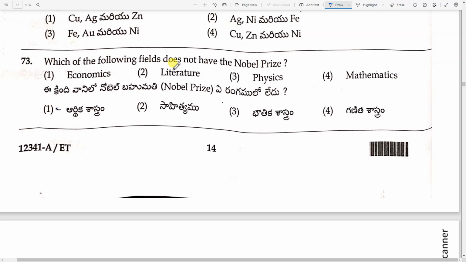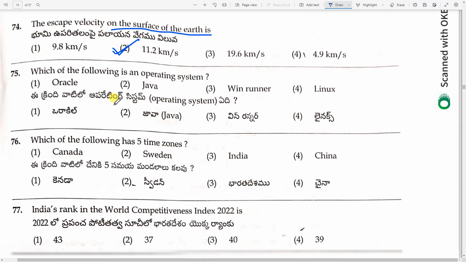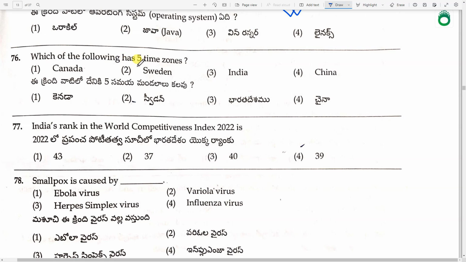Which of the following fields does not have the Nobel Prize? The Nobel Prize is given in economics, literature, physics, but not in mathematics. So mathematics is the correct answer. The escape velocity on the surface of the Earth is 11.2. Which of the following is an operating system? Linux is an operating system. The rest, Java and Oracle, are programming languages. Which of the following has 5 time zones?